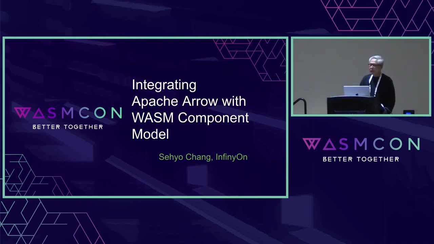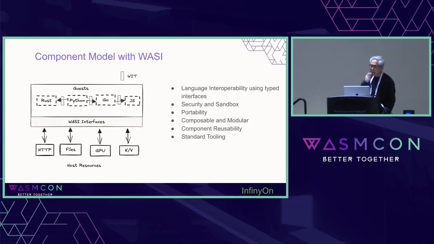Today I'm going to talk about our experiences integrating Apache Arrow using the WASM Component Model into our product. Let me give a quick recap of what the component model is, just a 30,000-foot view. Basically, the component model allows you to virtualize execution in what we call a guest, whether it's Rust, Python, Go, or JS.